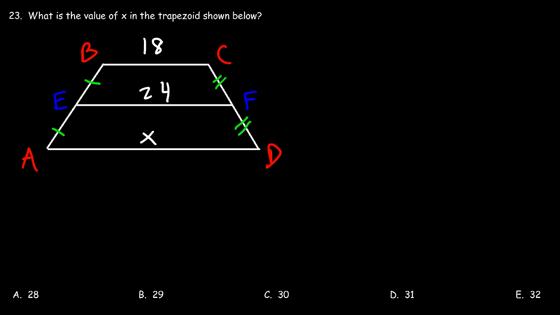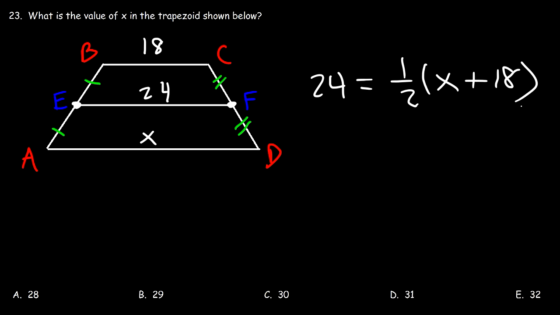23. What is the value of x in the trapezoid shown below? Now we can see that E is the midpoint of AB and F is the midpoint of CD, since BE and AE are congruent and CF equals DF. Now when that happens, this number 24, EF, is the average of BC and AD. So therefore 24 is going to be 1/2 the value of x and 18.